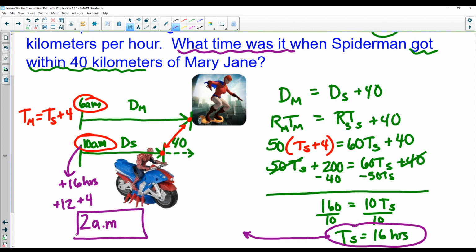Okay, at 2 a.m., Spider-Man caught Mary Jane. Sorry, he didn't catch her. He was within 40 kilometers. All right, so that's uniform motion of type D1 plus K equals D2.